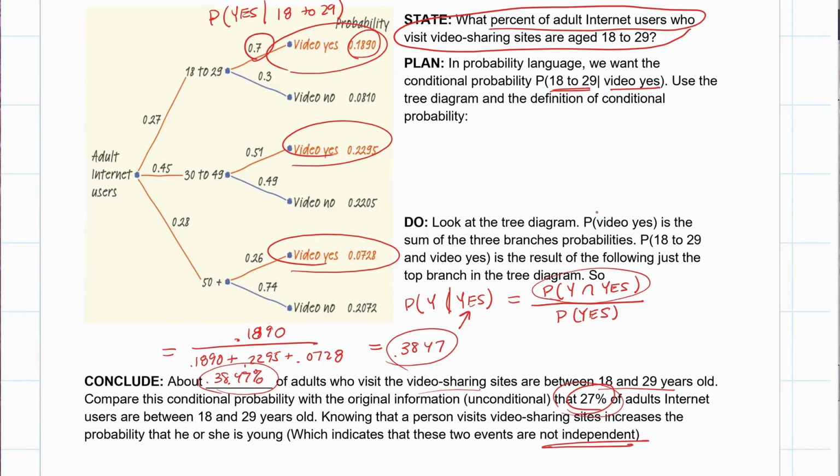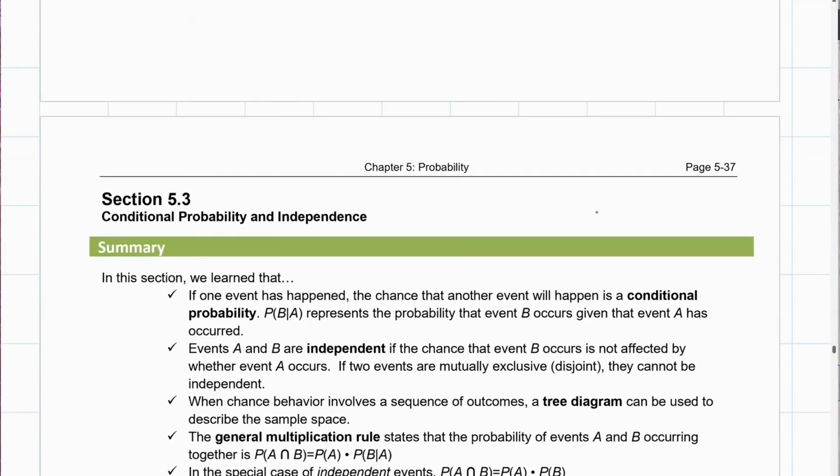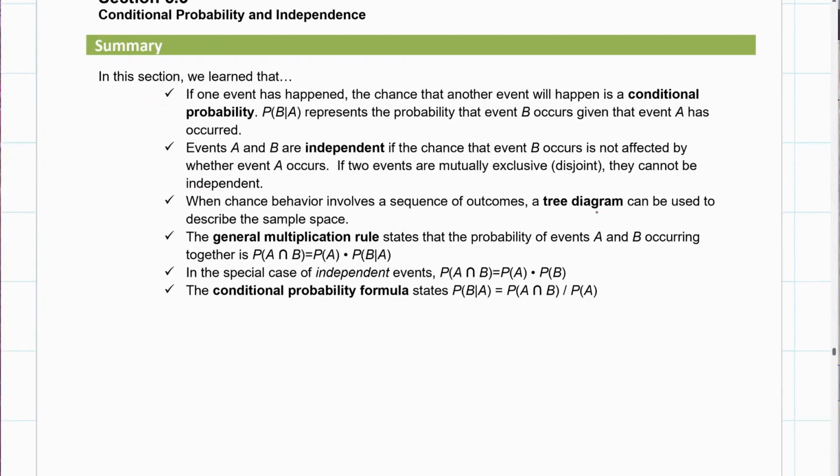All right. That happens to be our last example. We learned a lot, but really big concepts about conditional probability and independence, some new formulas, and that concludes not only section 5.3, but it concludes all the lectures for chapter 5.